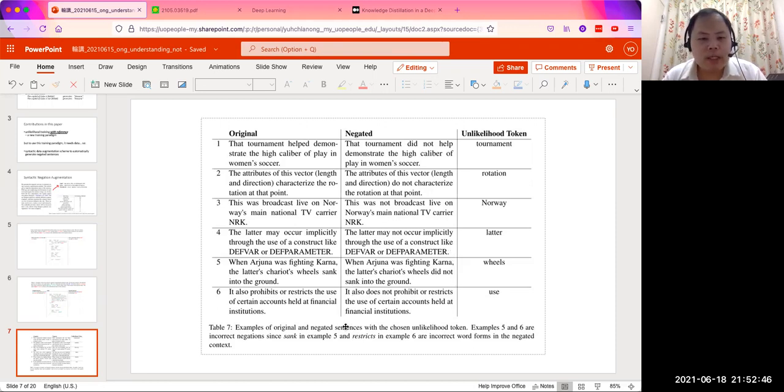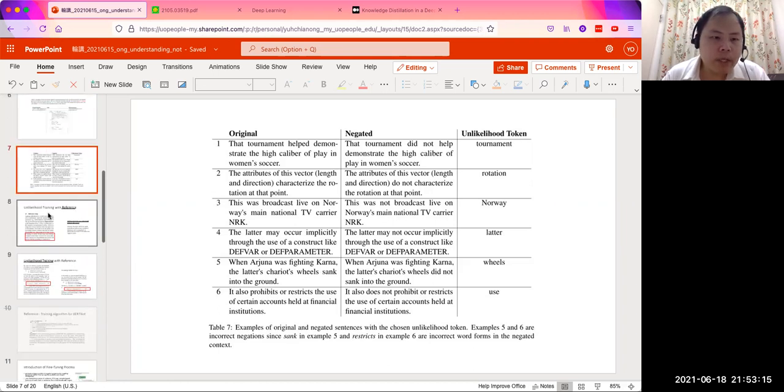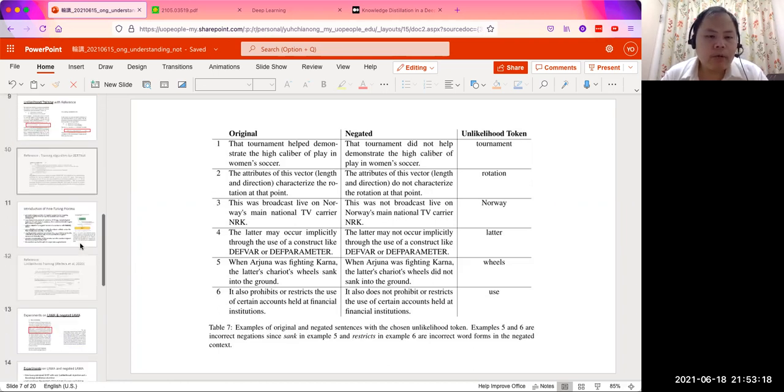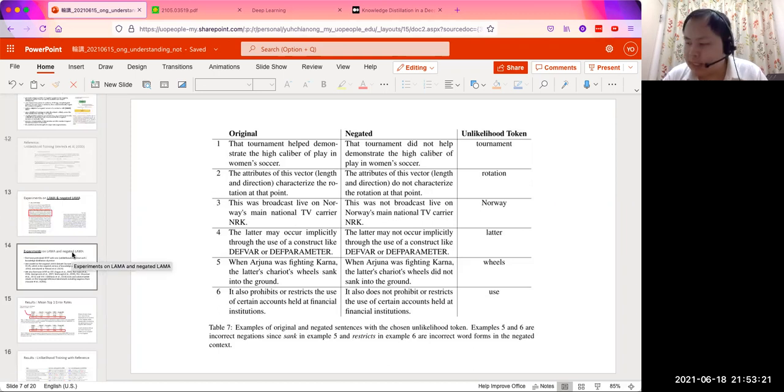Okay. Another one is on number 6. In this case, the word is it also does not prohibit or restricts the use of certain accounts held at financial institutions. In this case, the singular plural agreement here is actually broken. Okay, but generally we would say that it performed pretty well enough for them to leverage this as the source of all the fine-tuning data that they required. Okay, so following this, what we are going to actually look at is the data set that they used, and then we'll look at the results.